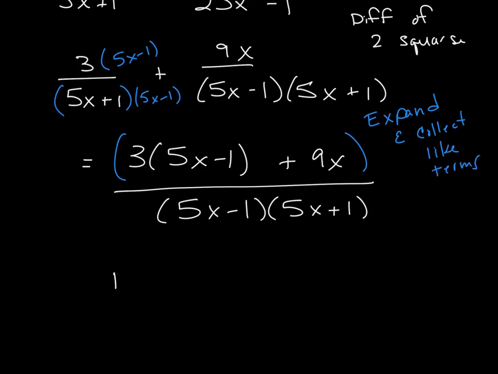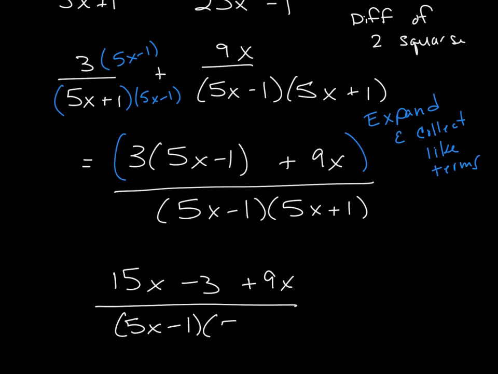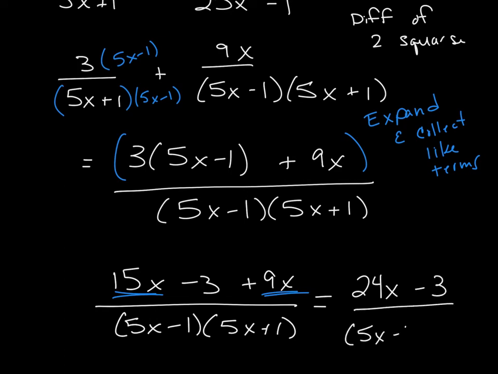When I do that, I get 15x minus 3 plus 9x, again, all over that denominator. And then I collect my like terms of the 15x and the 9x, which will give me 24x minus 3 all over 5x minus 1 times 5x plus 1.